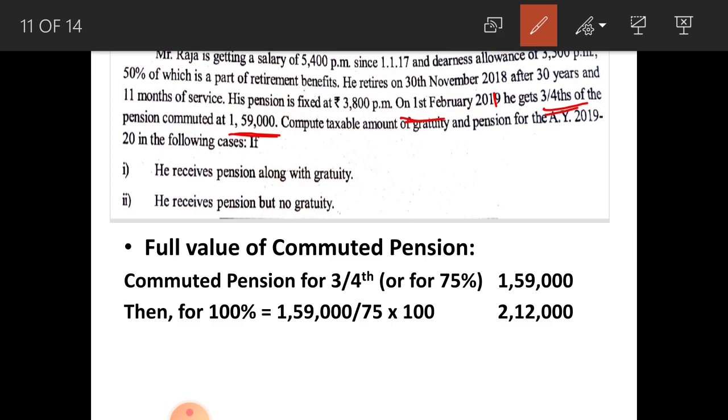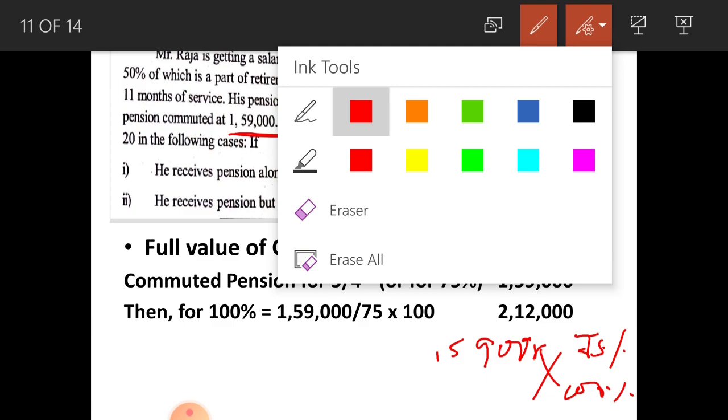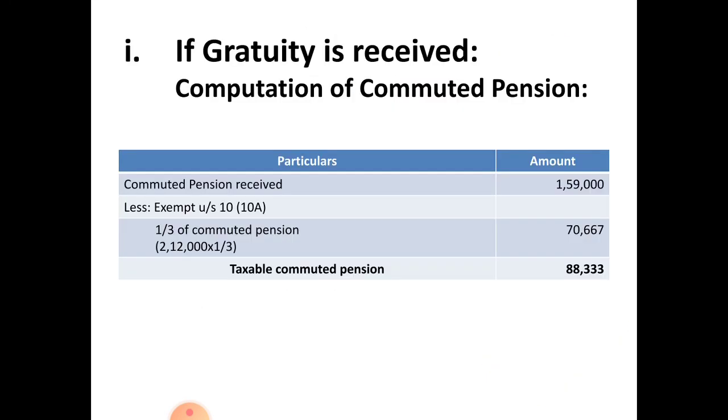Here 3/4 of the pension is commuted, so you have to calculate the full value. How to calculate the full value? Commuted pension for 3/4, that is 75%, is 1,59,000. Then what is 100%? Cross multiplication. 1,59,000 is 75%, then what is 100%? Cross multiplication, you get the answer as 2,12,000 rupees.